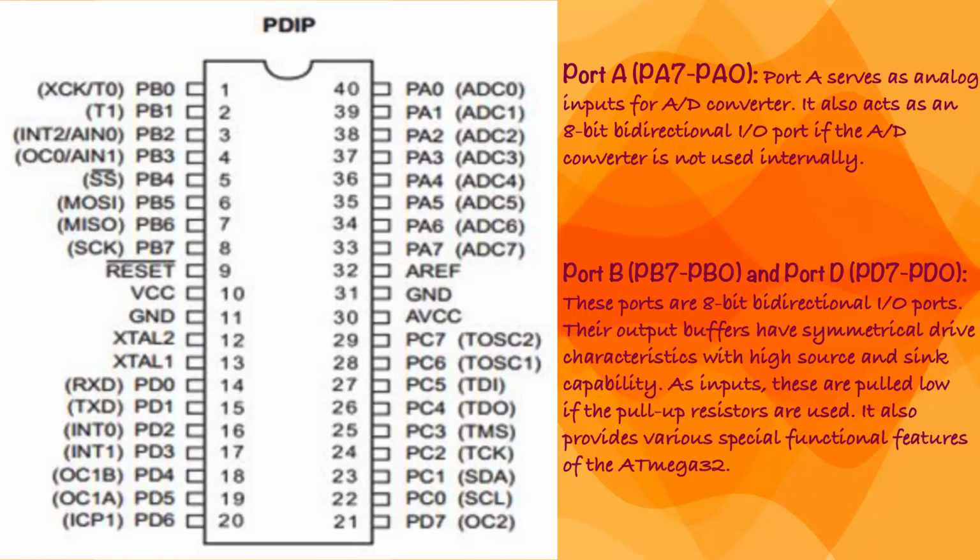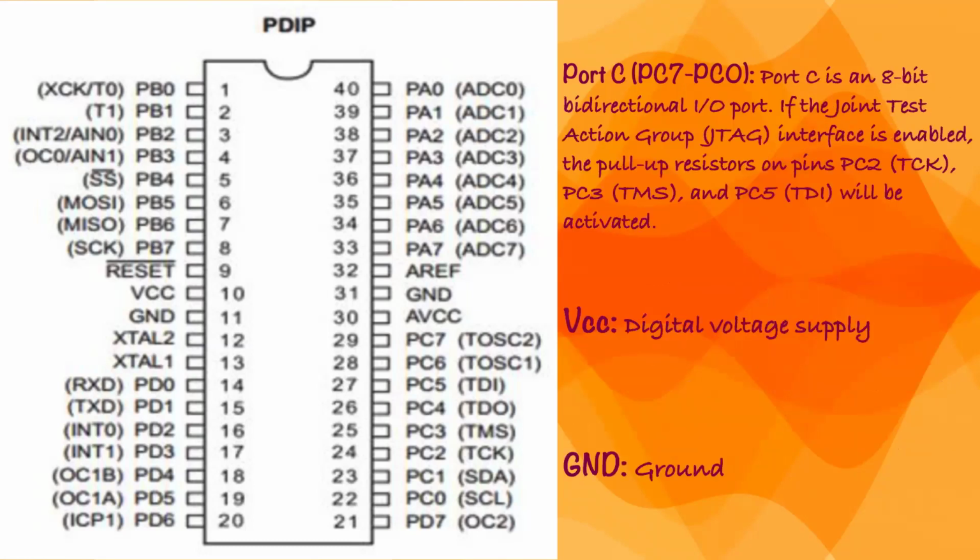Now their output buffers have symmetrical drive characteristics with high source and sink capability. Source means from where it emits. Sink means from where it goes, into where it goes. As inputs, these are pulled low if the pull-up registers are used. It also provides various special functional features of the ATmega328. So these are the pins.